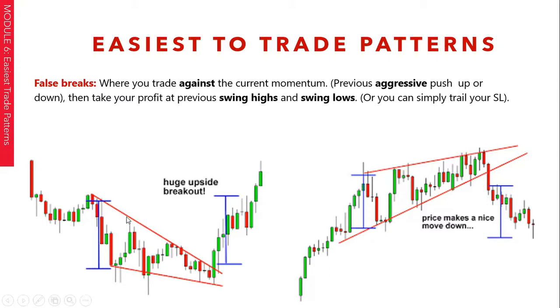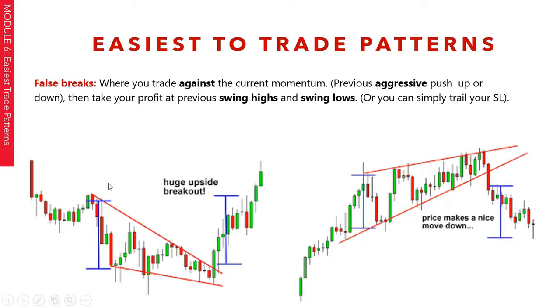So this is a descending wedge pattern. It's not a triangle, okay? A triangle would be equal levels, equal lows, so the support line would be a bit horizontal. Now, when this breakout happens, you can take your profit at the previous swing high and swing lows. And I'm going to show you exactly on the live chart what a swing high, swing low is.